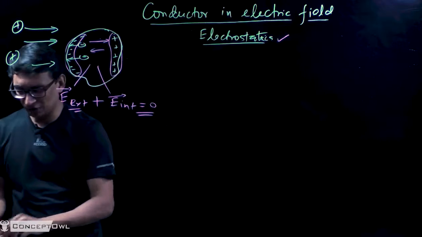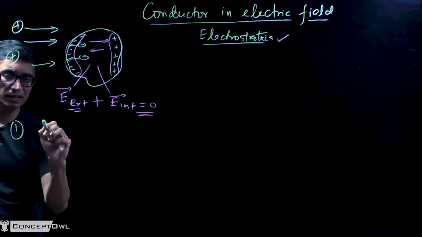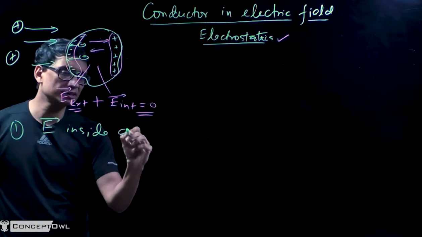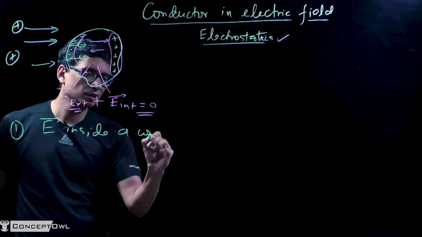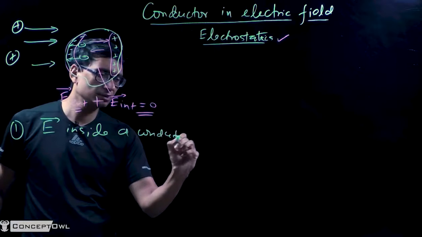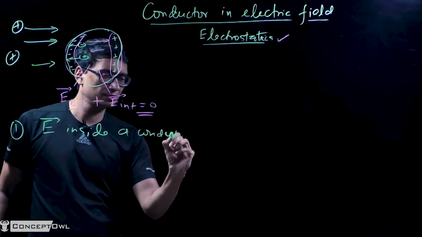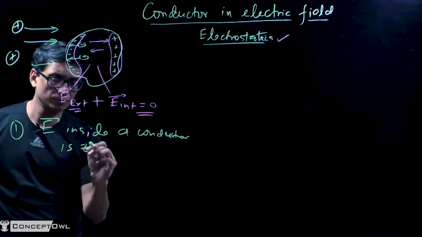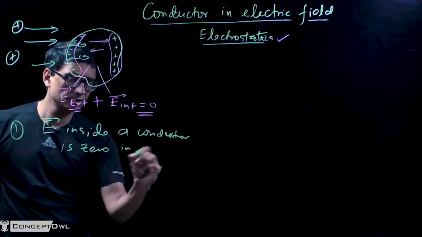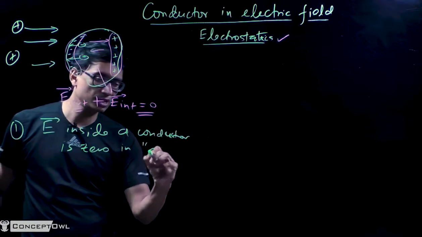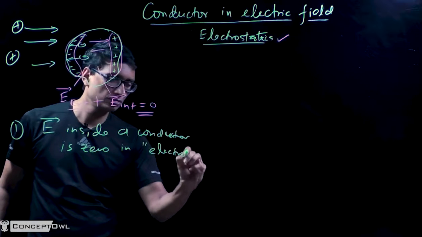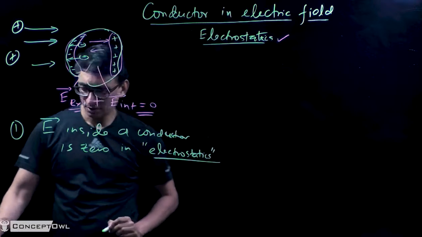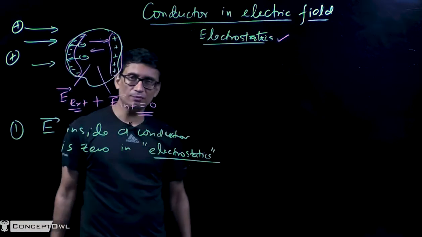So the first observation I would make is that the electric field inside a conductor is 0 in electrostatics. This is one very interesting observation.